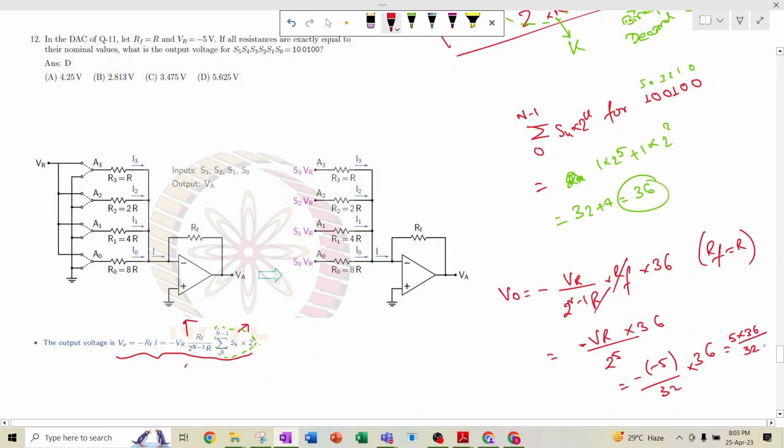So how much is it? 5 into 36 divided by 32, it will be 5.625. So the correct answer will be 5.625 volts. Okay, so this is the thing.